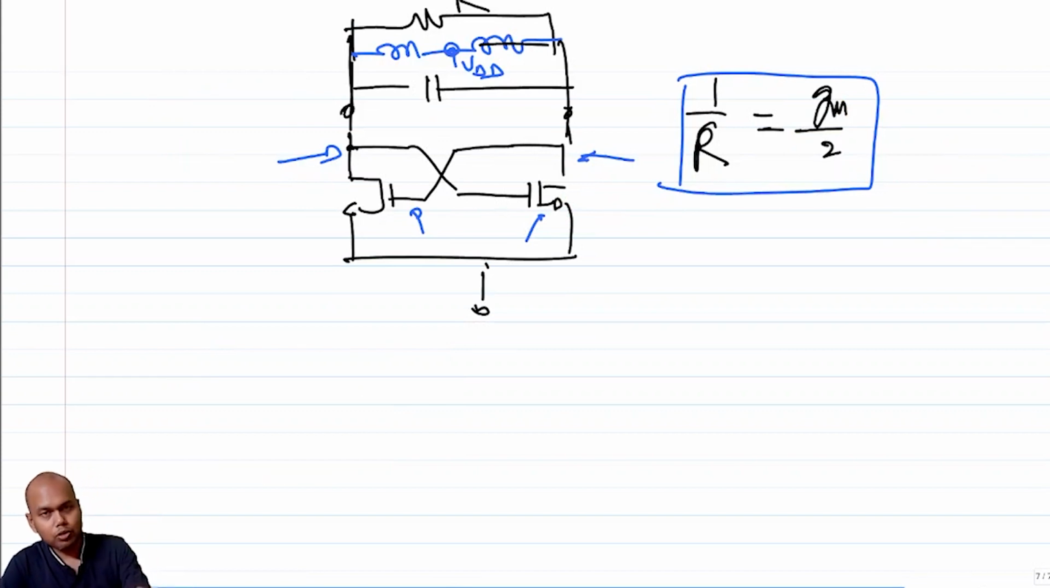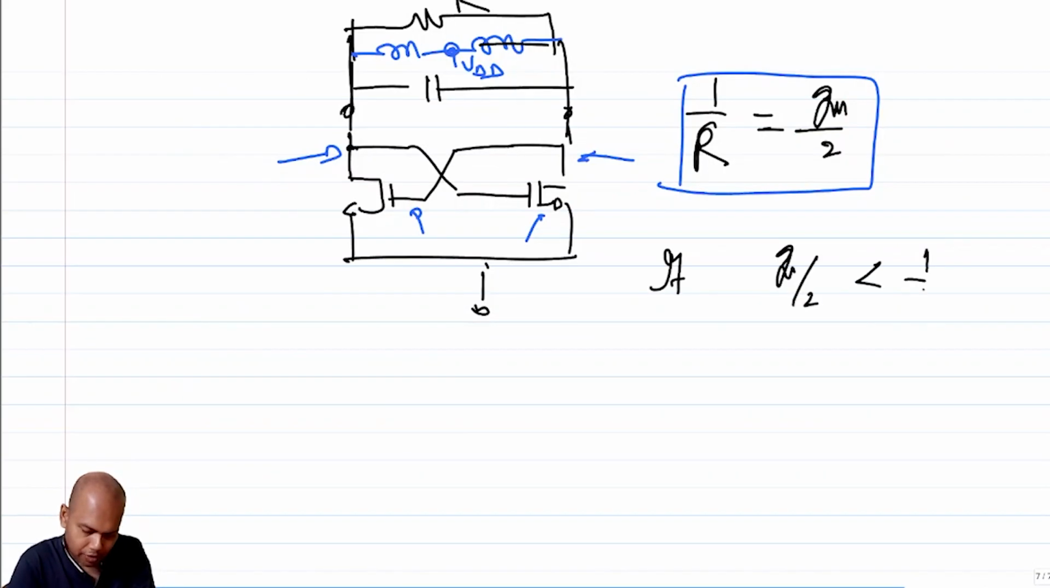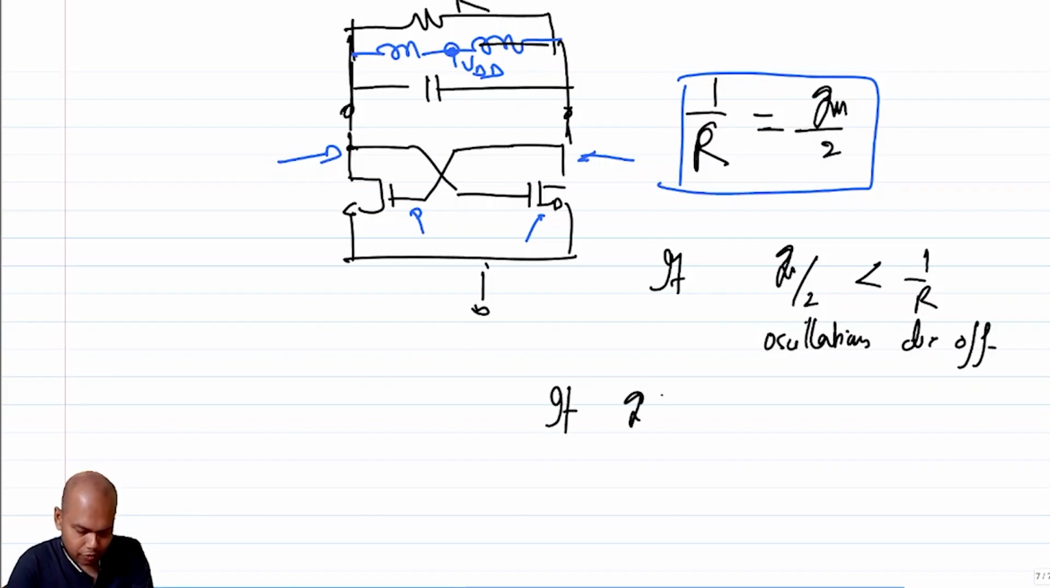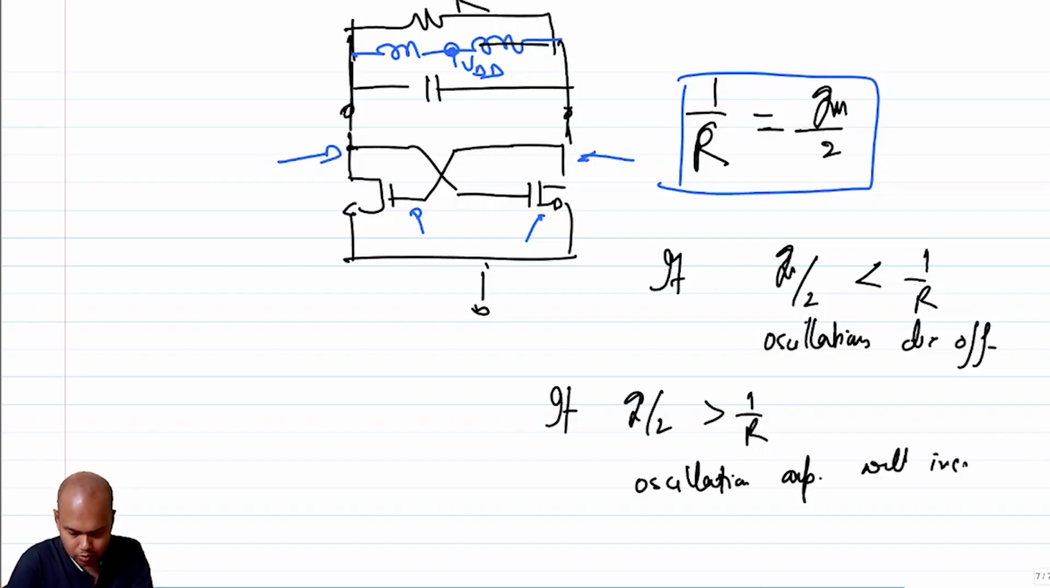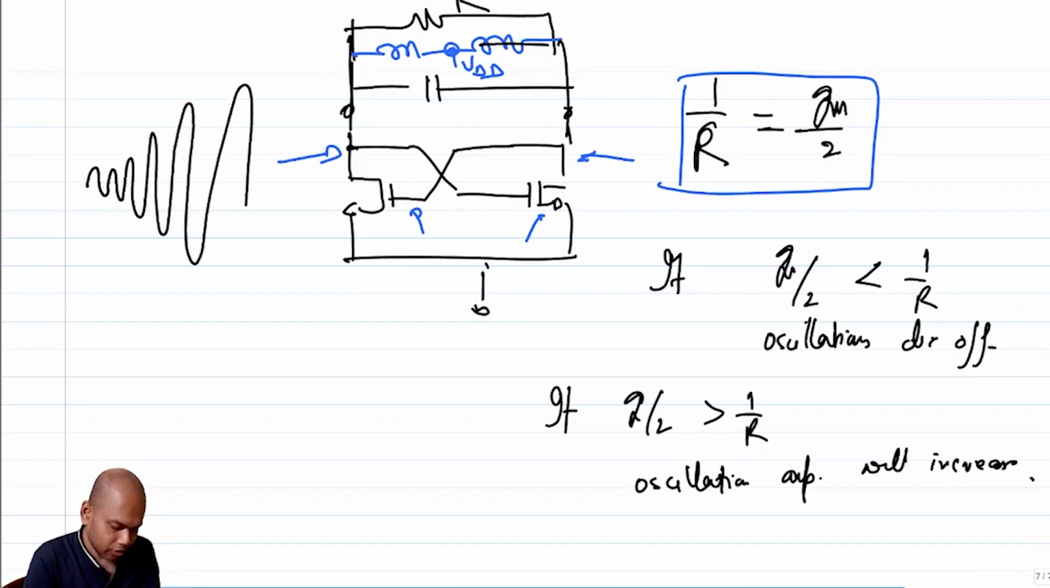But now if I use the same analogy here, so if let's say Gm by 2 is less than 1 over R, then obviously oscillations die off, right? But if Gm over 2 is greater than 1 over R, then what is going to happen? Oscillation amplitude will increase. Okay. So which means it will probably start off with something like this, then it will keep increasing.